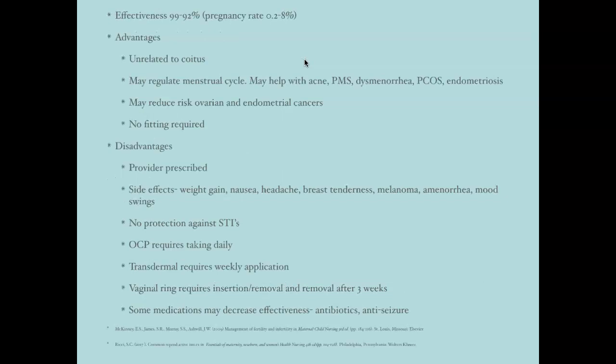Effectiveness of your hormonal contraception, 99+% to 92%. Pregnancy rate anywhere from 0.2 to 8%, depending on typical use. Advantages of your hormonal contraception: not related to coitus, so we're not having to worry about putting in a spermicide or a protective barrier device during the time of intercourse.